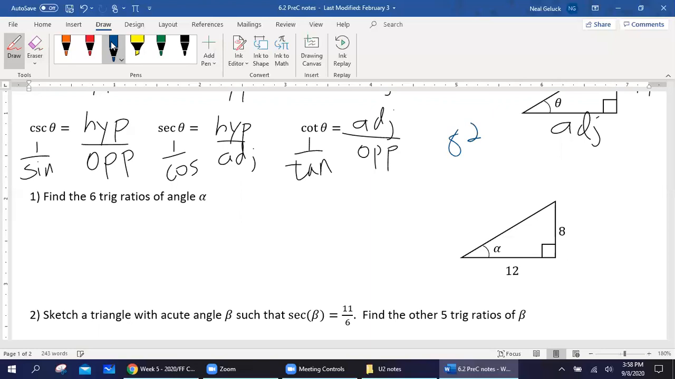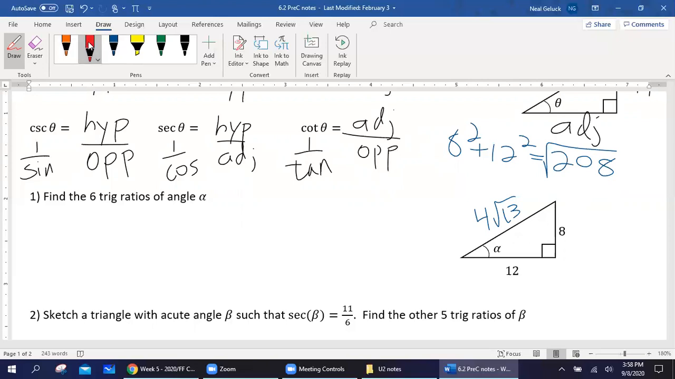So 8 squared plus 12 squared. If you did that, you would get 208. Then I'd have to take the square root of that. And if you factor tree that down, you can simplify that down into 4 root 13. So now that I have all 3 sides, I can find all my trig ratios.